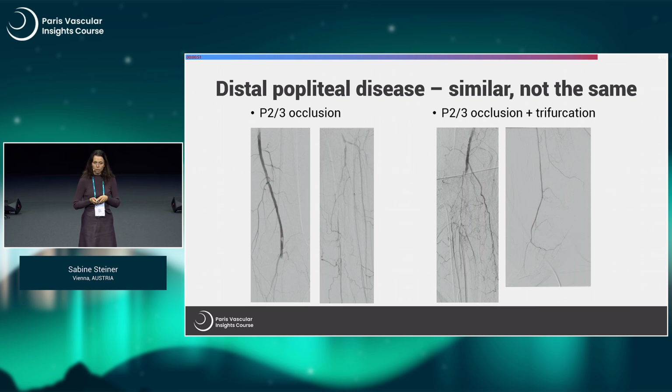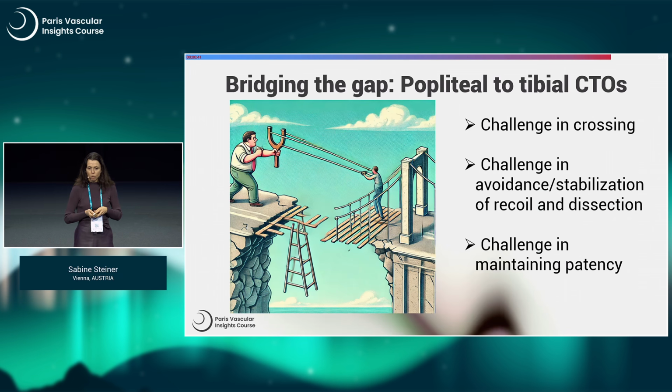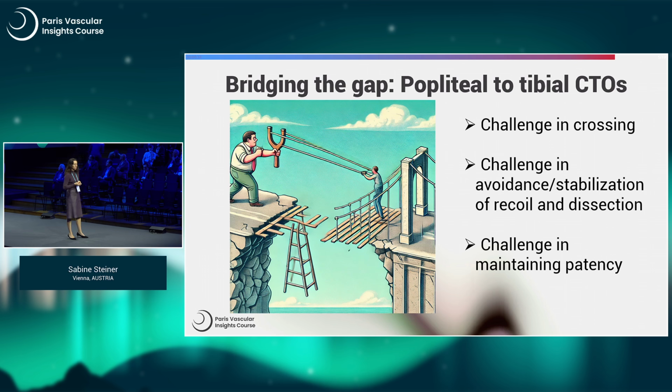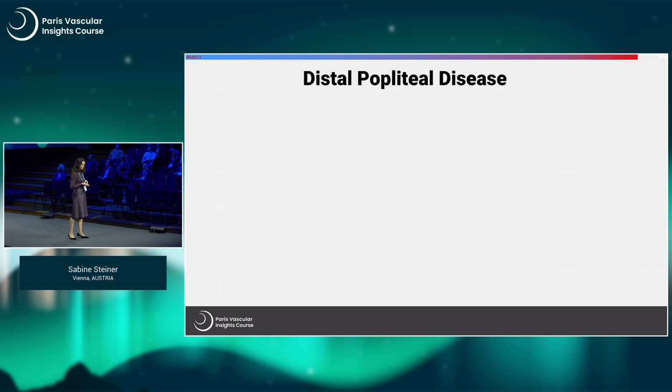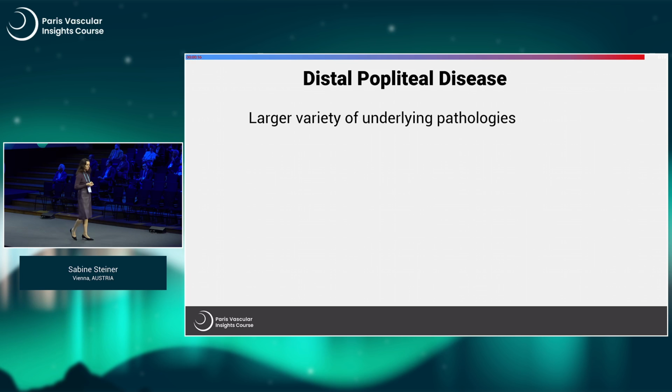And I think when we talk about distal popliteal disease, we have to understand what we treat with respect to the lesion as always, but especially in this area, because there are really challenges. Bridging this gap, these popliteal to tibial CTOs, this distal popliteal disease, is a challenge in crossing. It's a challenge in avoiding and stabilization of recoil and dissection, and it's a challenge in maintaining patency. And this is because we have some distinct features for distal popliteal disease.